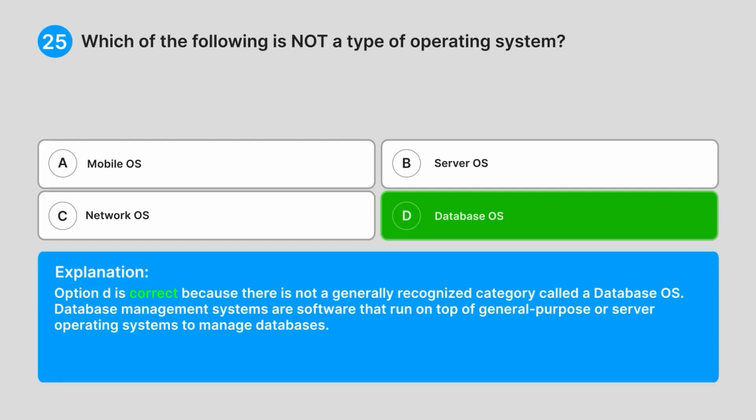Explanation. Option D is correct because there is not a generally recognized category called a database OS. Database management systems are software that run on top of general purpose or server operating systems to manage databases.